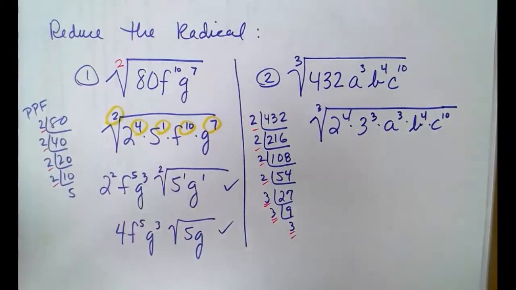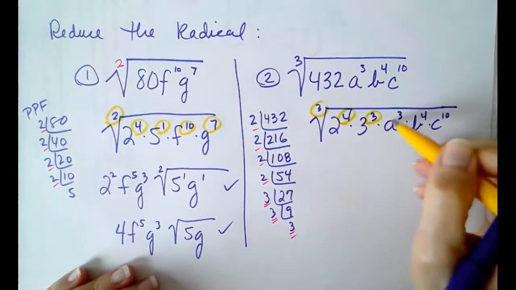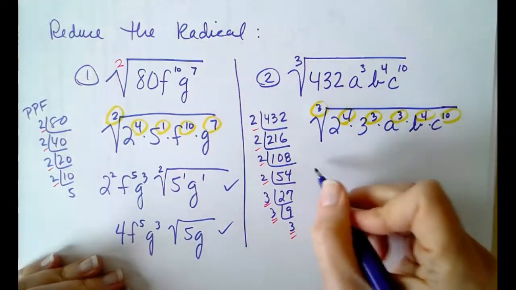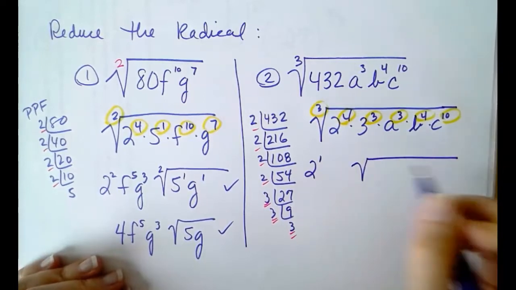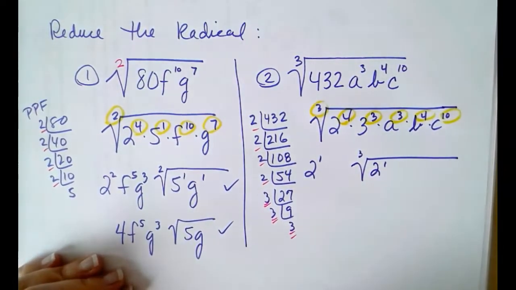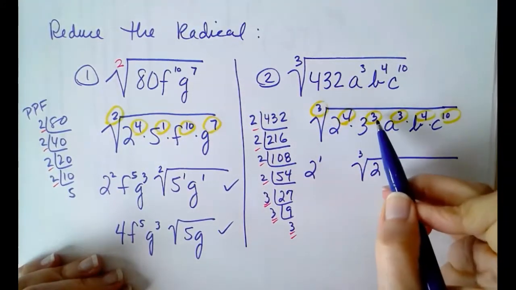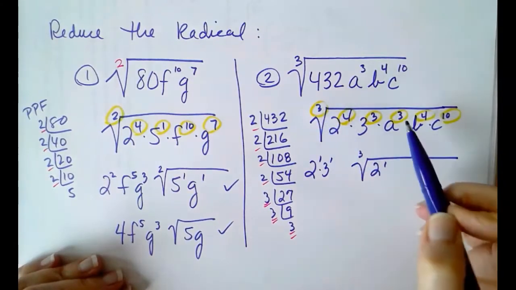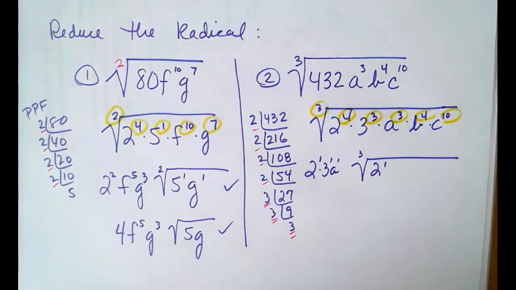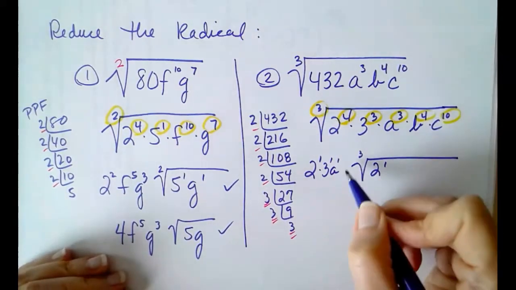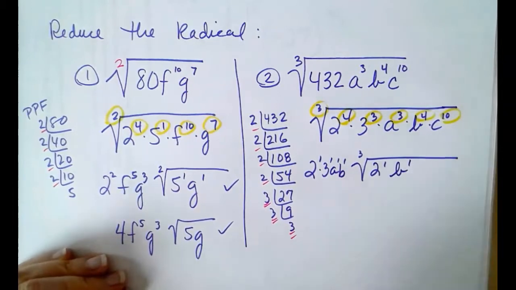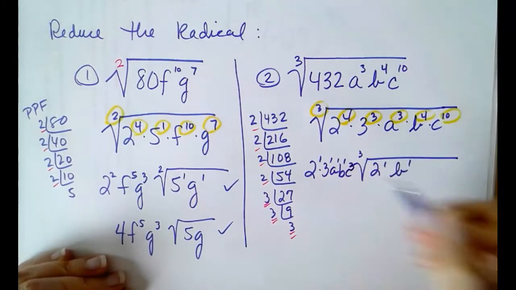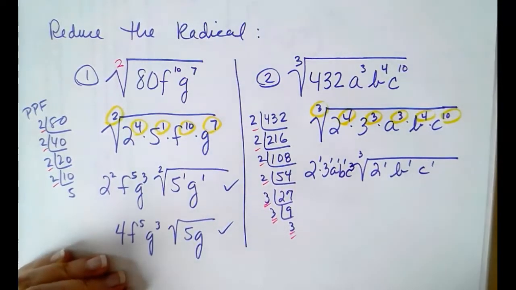Once again, we're going to be comparing the index with all of the powers. The bases always stay the same. 3 goes into 4, 1 whole time with 1 power of 2 remaining underneath. 3 goes into 3, 1 whole time, none left underneath. 3 goes into 3, 1 time, none left under. 3 goes into 4, 1 time with 1 power left under. 3 goes into 10, 3 times with 1 power left under.